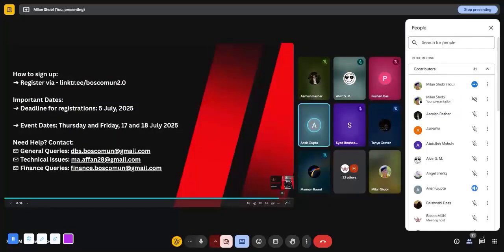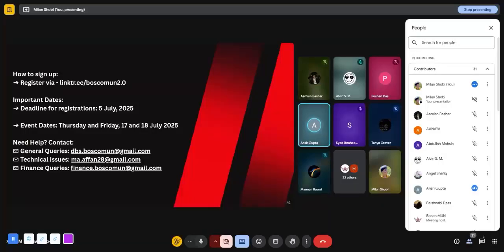So, addressing the registration and enrollment process, you may go to our link tree where you will find three different forms. One would be for school delegations, the other would be for individual delegations, and one would be for BOSCO delegations. A school delegation form is for those who want to register as representing a school. I believe there might be a student coordinator or even a teacher coordinator present here. So if you want to register representing your school, you may register through the school delegation form and follow the instructions that have been mentioned there.